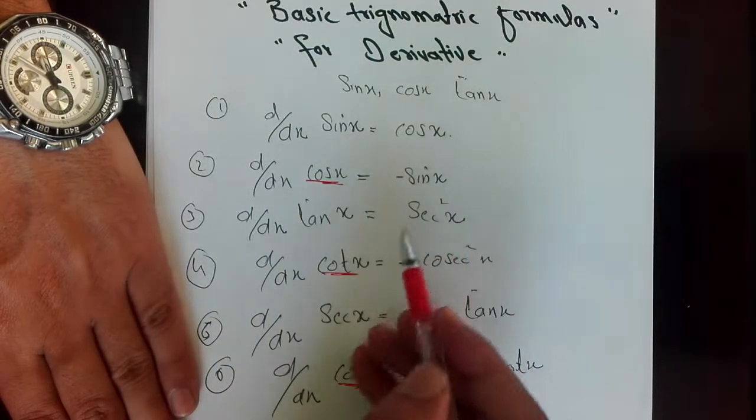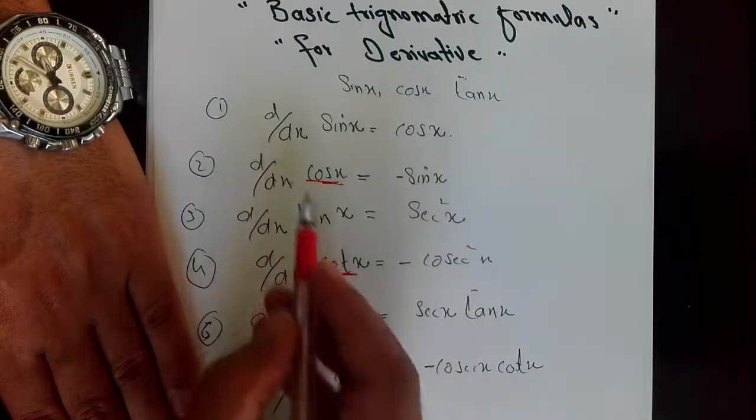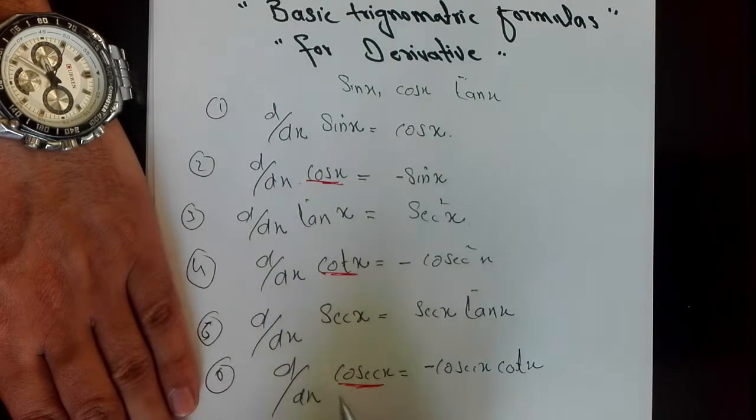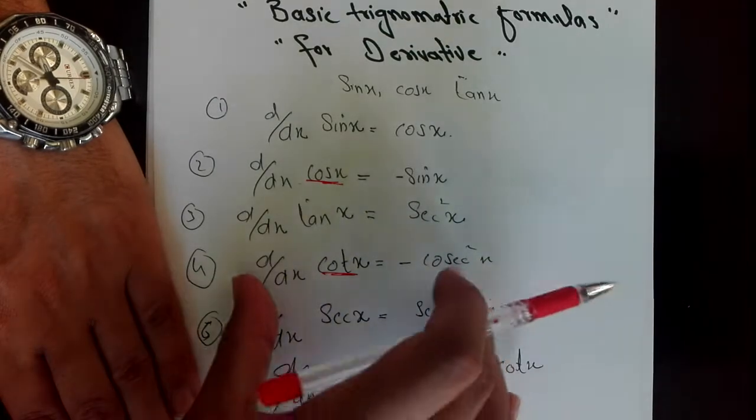With sine of x, tan of x and secant of x, that will be a plus sign. But with cos, cot and cosecant, there will be a minus sign. So those are the 6 basic formulas to solve the trigonometric identities. In trigonometric identities, this is the basic formula.